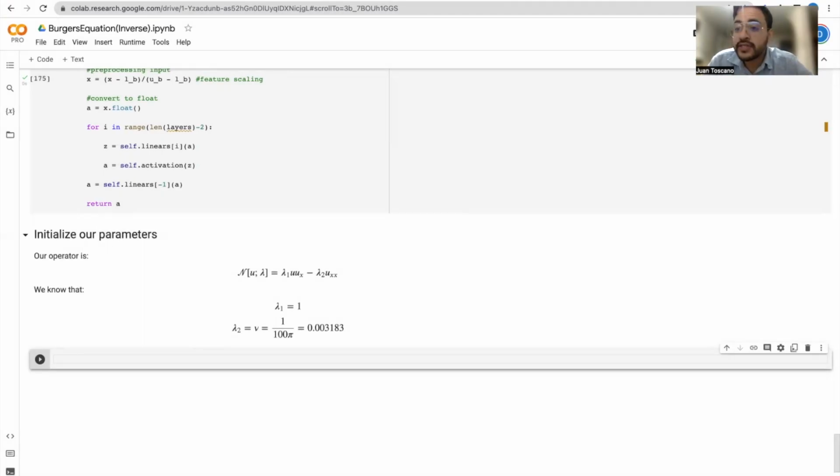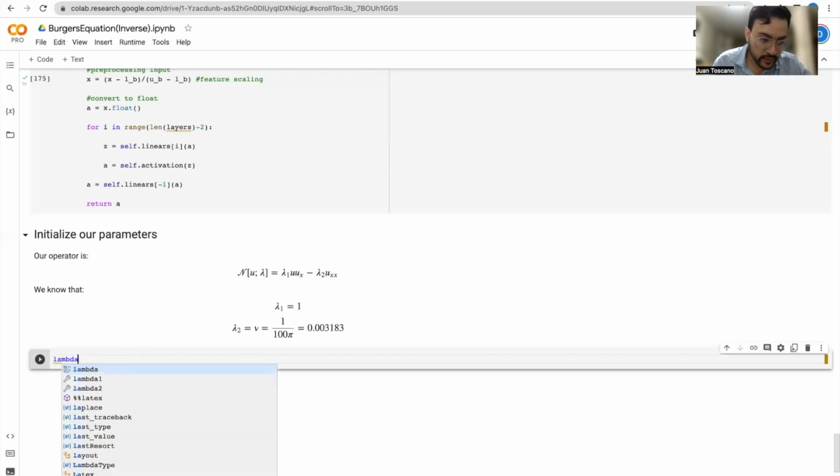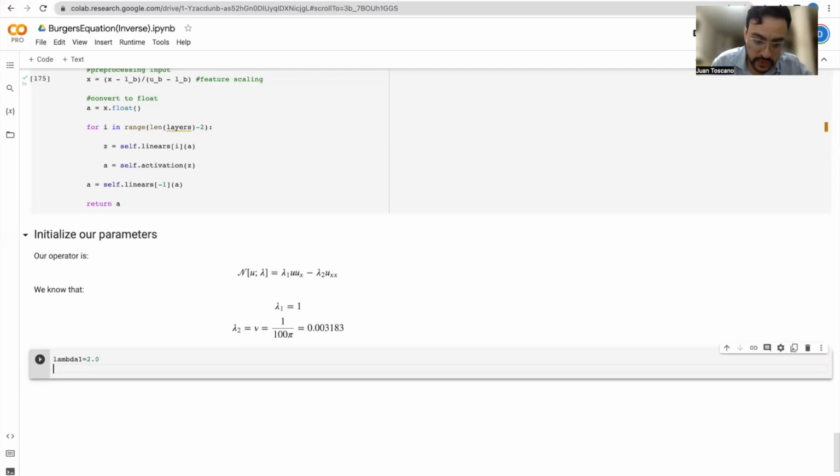Okay, let's start initializing our parameters. Before we can include them into our neural network, we have to give them some kind of value. The actual value is not that important. Well, it's important, but not that important, because the optimizer will actually modify it while the neural network is training. So we know the real value: lambda 1, the real value is 1, so let's make it 2. And lambda 2 is 0.003, so let's make it almost 100 times bigger, so let's say 0.02. As mentioned, this doesn't matter that much because the optimizer will modify these values.